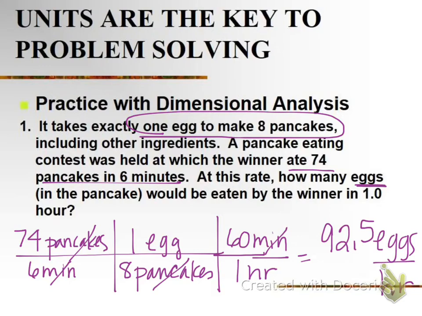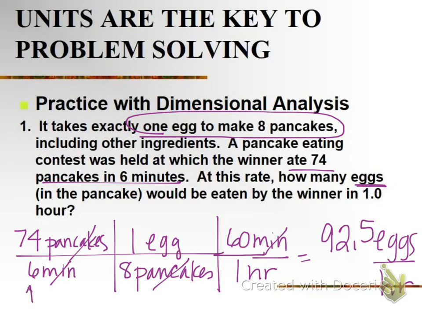So basically what you're doing is you're just getting rid of 6 minutes, and then 1 egg doesn't matter because it's a multiple of 1, and then it's 74 times 60 divided by 8. No, and 6. Because you have this 6 right here. Just get rid of the units, don't get rid of the numbers. Yeah, you don't get rid of the numbers.